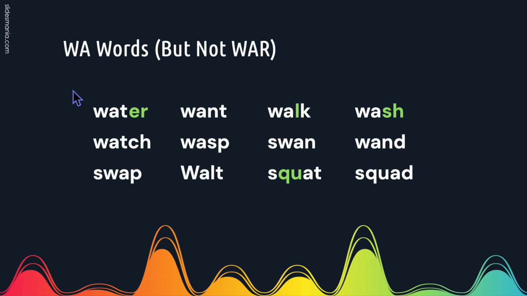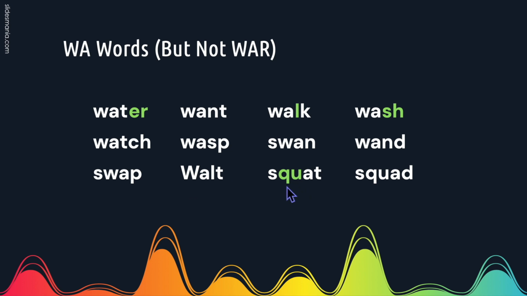If you have an A after a W, as long as there is no R after the A, it will usually, but not always, have the broad sound. In all of these words, it will have the broad sound of ah. ER says er, so we have water, want. This L will be silent. Walk. SH says sh, wash, watch, wasp, swan, wand, swap, waltz.